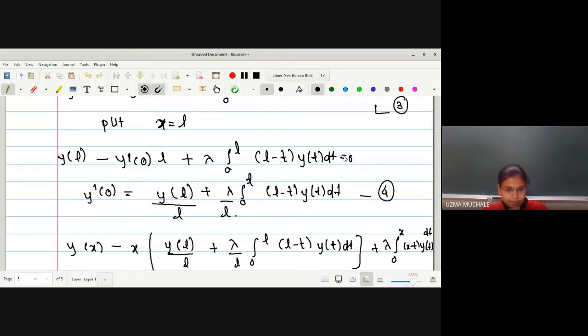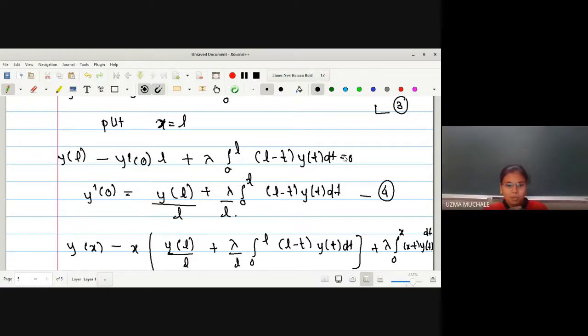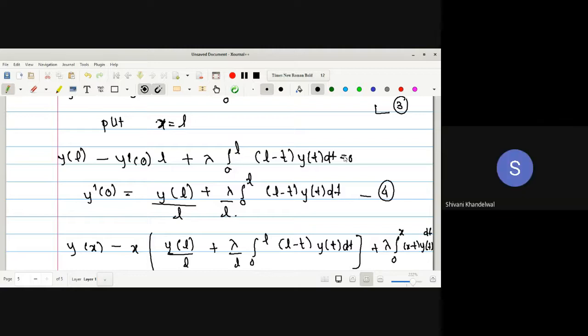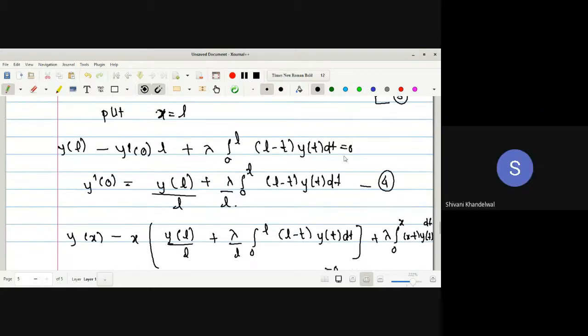Okay? Okay ma'am, got it. I hope you got it. Yes ma'am, got it. I thought we are dividing by b minus a, so I was confusing with that. No, we have simply, it is L na, multiplied by L for y dash. Yes ma'am, got it now.